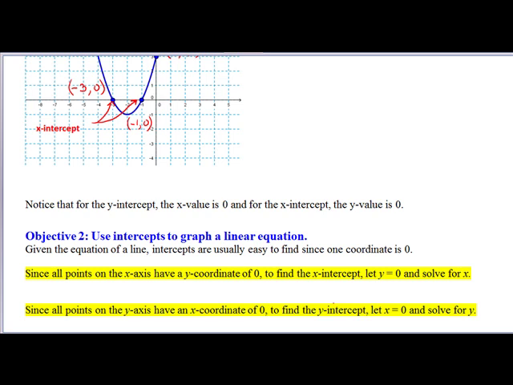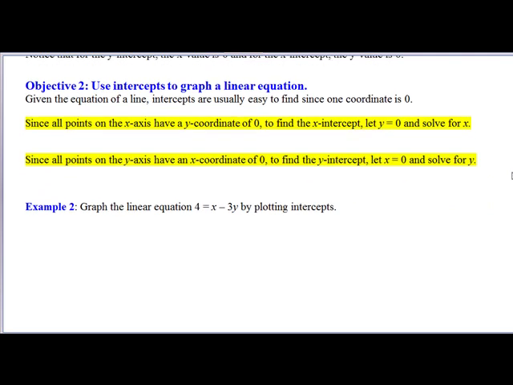Okay, so let's try an example and see how it works. I want to graph this equation by using the x- and y-intercepts. So let's try to find the x-intercept first. Now remember, the x-intercept is the point when the y-coordinate is 0. So we set y equal to 0 and we will solve for x.